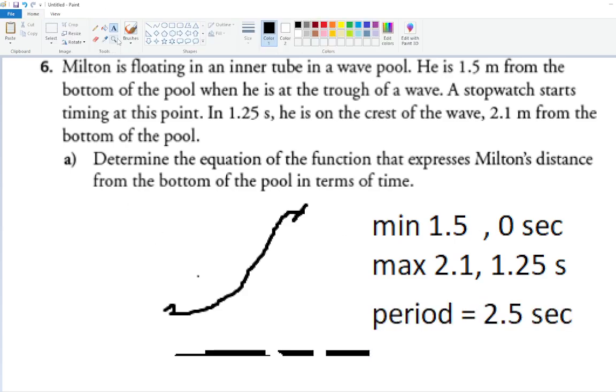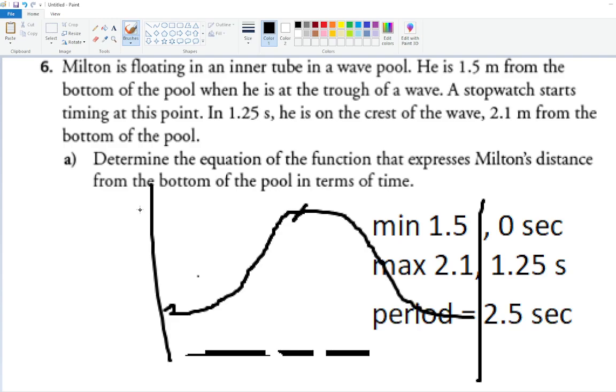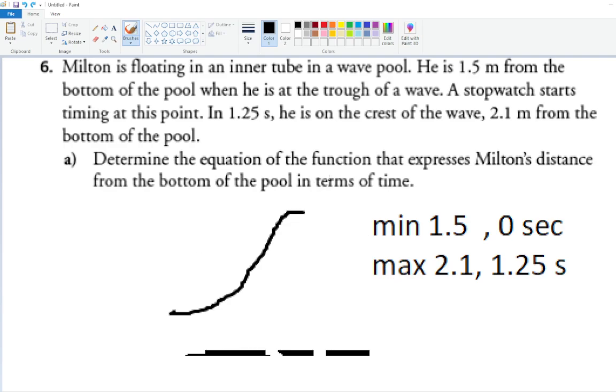If we also look at the shape, it's clear, since we start at the bottom again, that we're talking about an upside down cos curve, because a real cos curve would start here and then go down. So that makes it easier. We're talking about a cos curve. Determine the equation of the function.